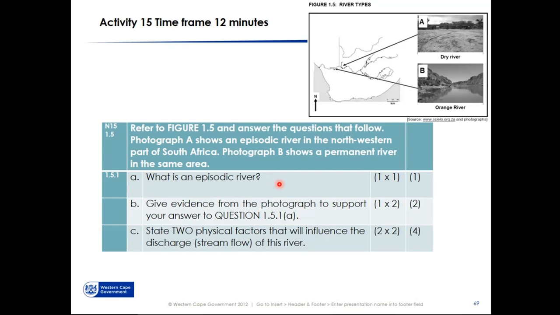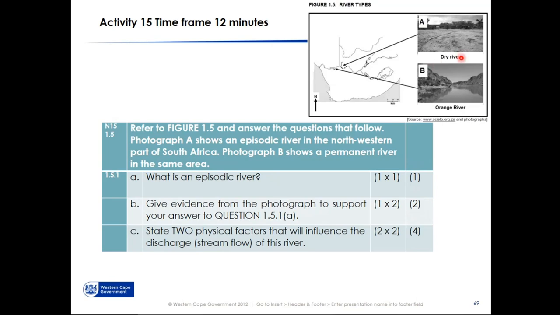How many periods a day do you have in your store? So that period is 50 minutes or maybe an hour. So what does it mean in geomorphology? Period means a certain time of the year. So a periodic river, right? This periodic river only flows a certain time of the year.